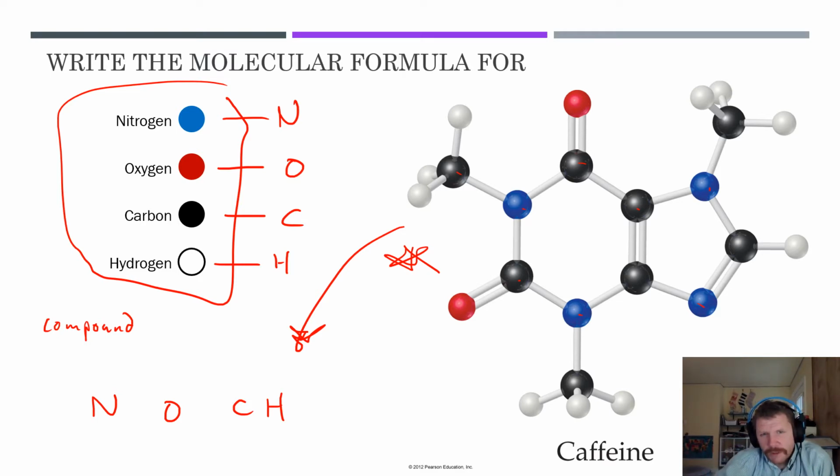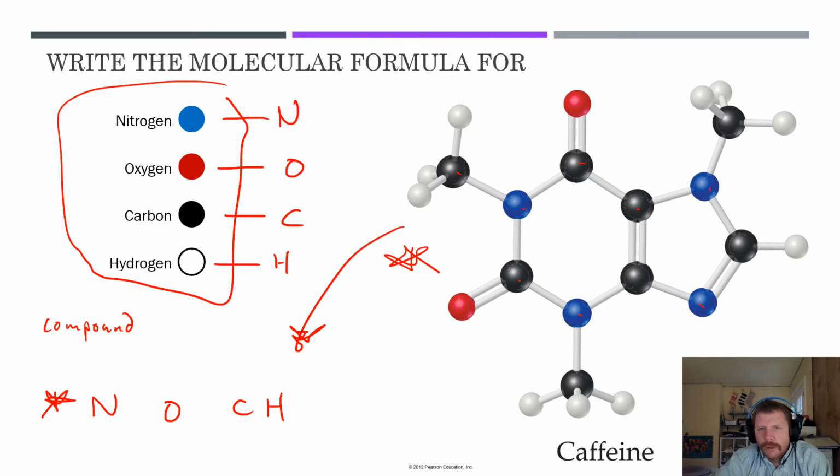Now, to use this information to convey this 3D image into a formula that we're writing out here, well, is it simply NOCH? No, because there are multiple nitrogens, there are multiple oxygens, multiple hydrogens, and carbons. Okay, so let's go ahead and just count them up.